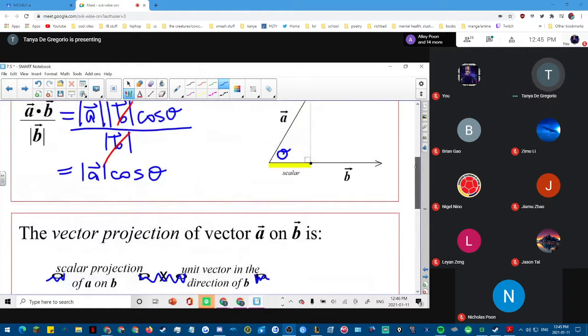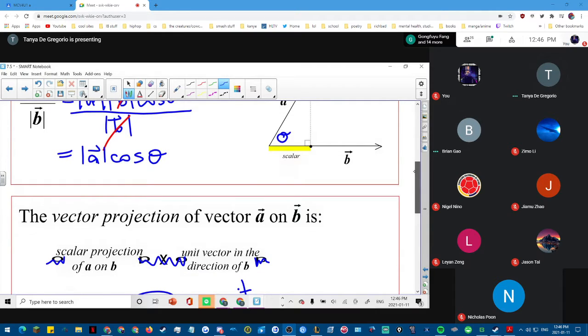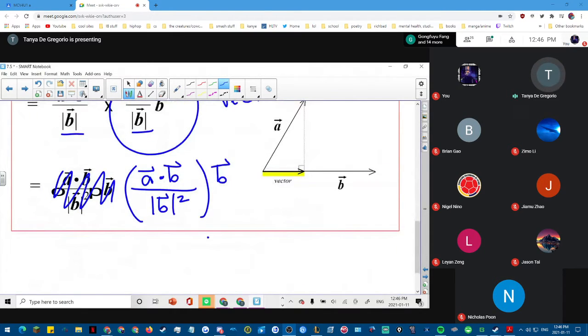What's going to be left? Just the magnitude of A cos theta times B over the magnitude of B. Yes, excellent. So you're going to be left with 1 over magnitude of B because one of them is going to cancel. You're going to have magnitude of A times cos of theta in the numerator times your vector B. Okay, good. So this is a scalar, correct? This is just a number, no vectors in here. When we do the dot product, we know the result is always a scalar.